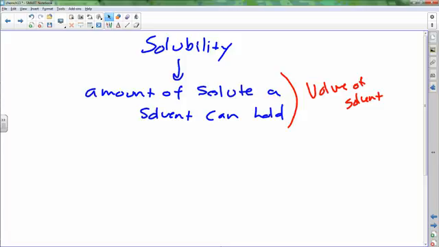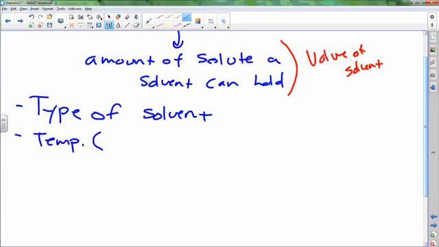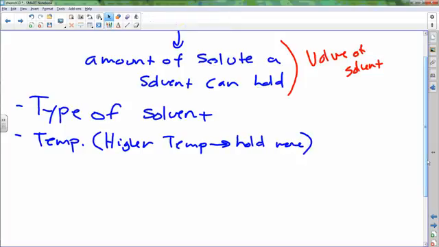Okay, so the solubility is going to depend on the type of solvent. It's not always a liquid, but also the temperature. Higher temp, you can hold more. Right. But if you have two samples of water and you have one close to the boiling point and one close to the freezing point, you will notice that the one that's close to the boiling point is able to dissolve a lot more, because the molecules are moving around fast enough. They're able to go in between different molecules and help hold them in solution more easily.